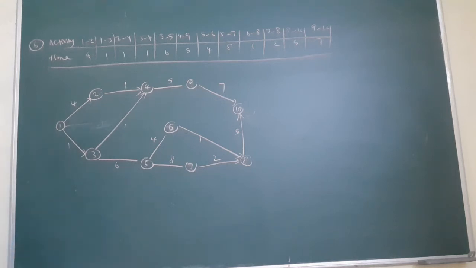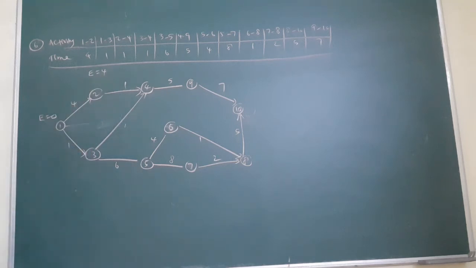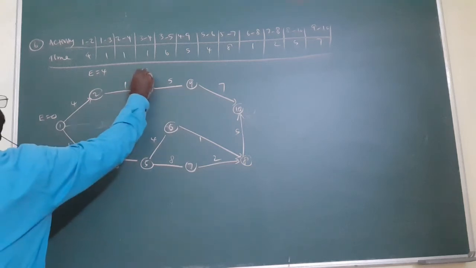What I told you, the first one is always here E is 0. Am I right? Start with always 0. Here E equal to 4. Am I right? 0 plus 4. Here E equal to what?